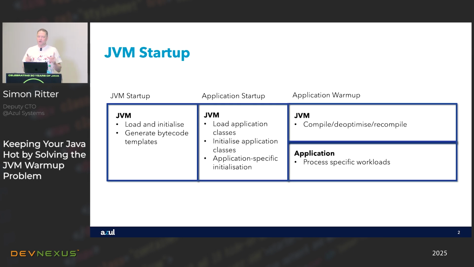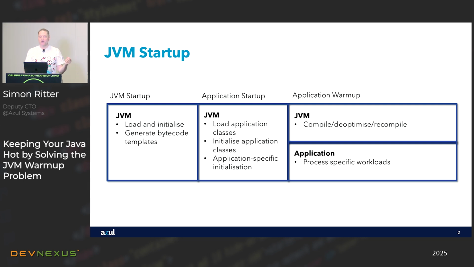So, first thing we need to look at is what actually happens when we start up a Java application. And that can be divided, as you can see in the diagram, into a number of stages. The first of those stages is the startup of the JVM itself. The JVM is an executable. So we need to start that up. That's going to load code, it's going to start executing and doing things.